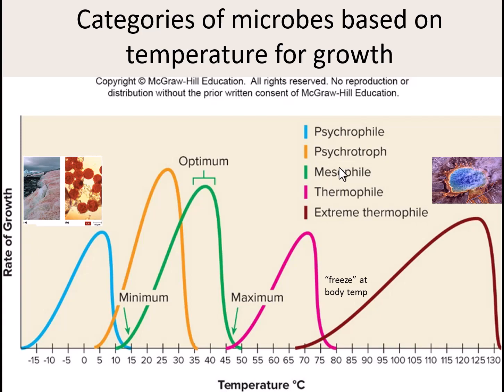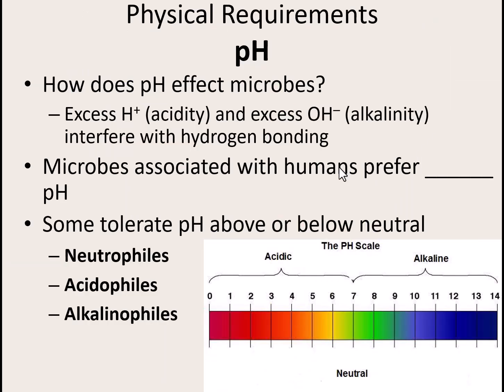Also, there's another physical requirement organisms need, and that's they have to have a certain pH for them to grow well. If you have too many hydrogen ions in an acid environment or too many hydroxide ions in an alkaline environment, it interferes with hydrogen bonding. It interferes with making and breaking down different molecules. Cells are not going to be able to grow and divide. So microbes that are associated with humans generally prefer a more neutral pH, right around that 7.3 to 7.5, closer to that blood pH.